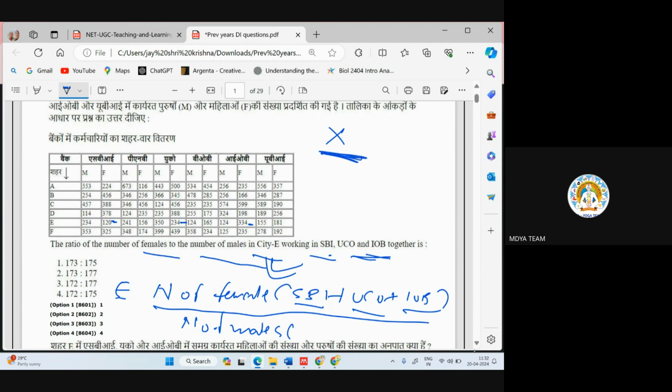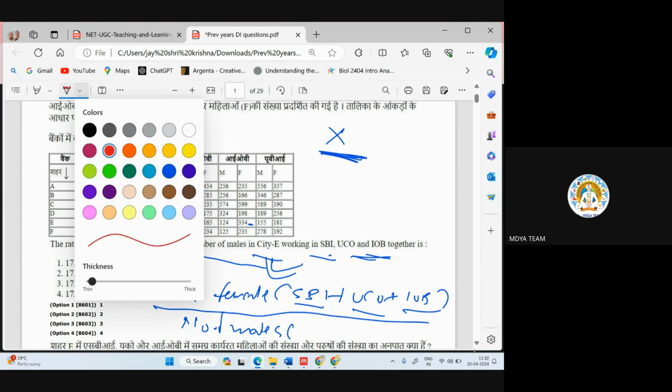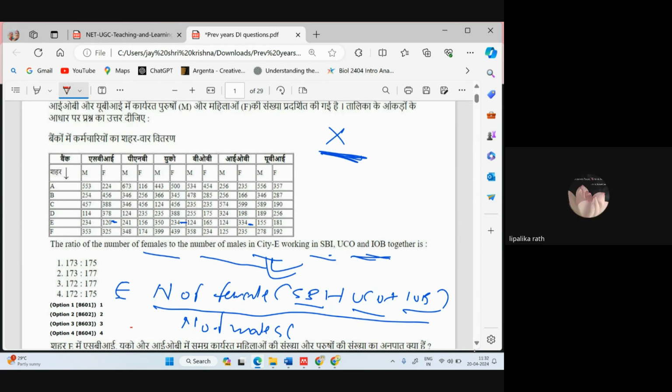Now you have to calculate the number of males. So for the number of males, which values will we add? 234 for SBI plus UCO 350, IOB 230, 350 and 124. Okay, and let its value be Y. So we just have to simplify this. As I already told you, how you will calculate the ratio X upon Y. Is it clear to everyone?